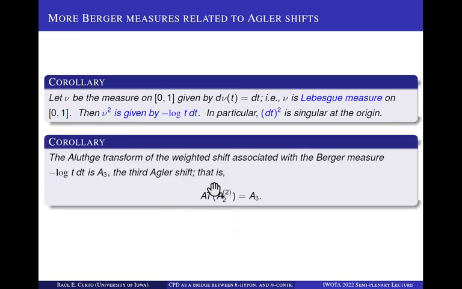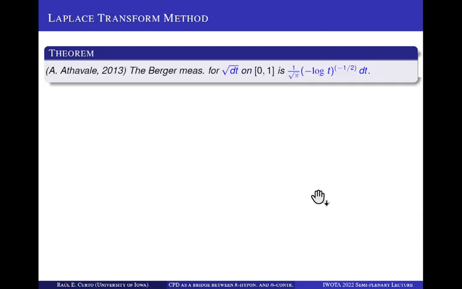As a corollary, the Lutz transform of the weighted shift associated with the Berger measure minus log t dt is A3, the third Agler shift. So start with the Bergman shift, take the Schur product twice, and then take the Lutz transform, and you end up with the Agler shift. But this only holds for that particular Agler shift. We thought that it would be more general, but that's the extent of what is true.